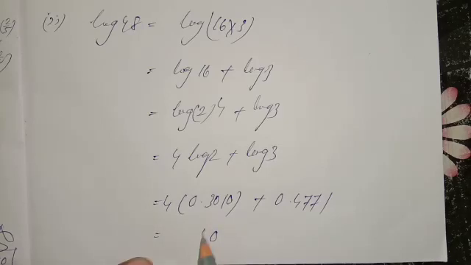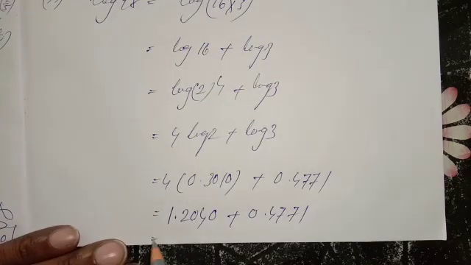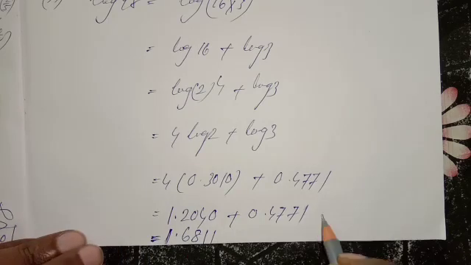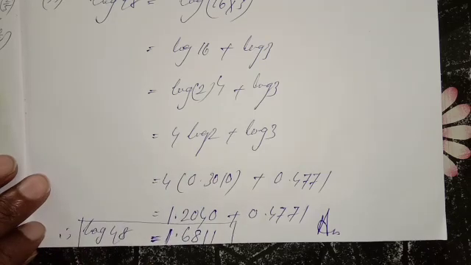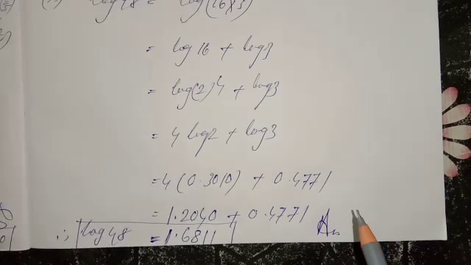4 times 0 is 0, 4 times 1 is 4, 4 times 3 is 12, so 1.2040 plus 0.4771. If you add, you will get 1.6811. This is the value of log 48. Okay, I think it is clear. Let us go to the next part.